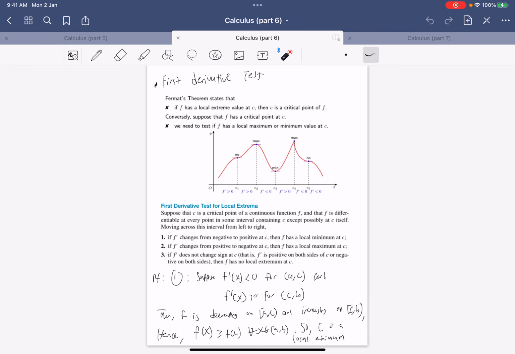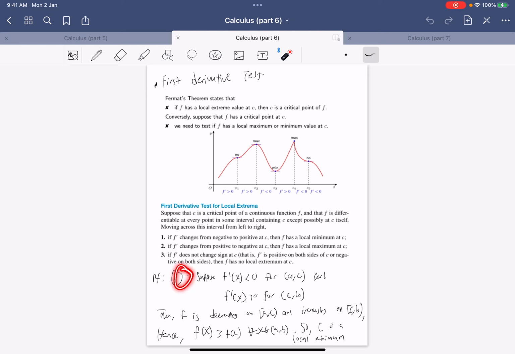With that of the increasing and decreasing test, we want to know, if we now have a critical point, whether f has a local maximum or minimum at that value. And we can use the first derivative test to help us. The first derivative test states that if f' changes from negative to positive, then f has a local minimum at that point. And if it changes from positive to negative, then it is a local max. And if it does not change sign, then it is not a local extrema point.